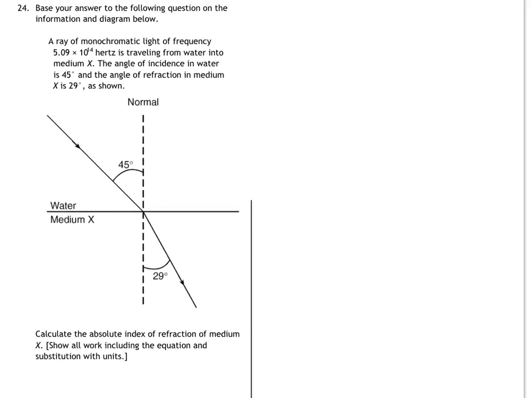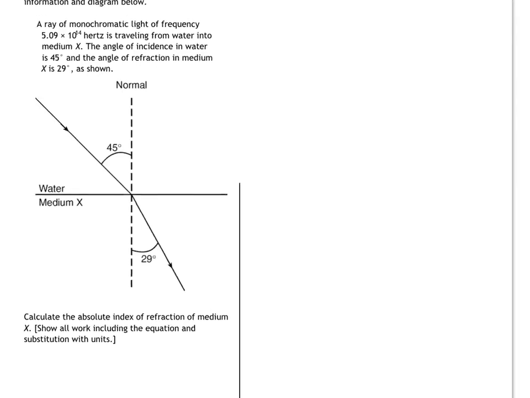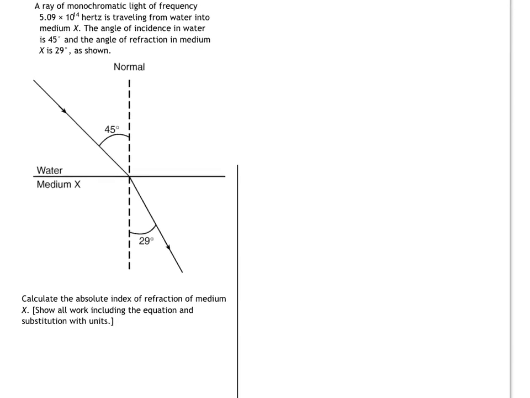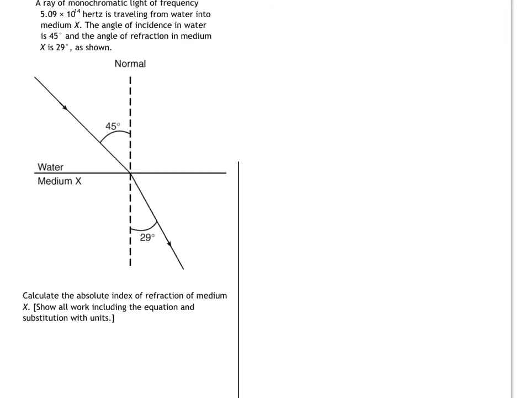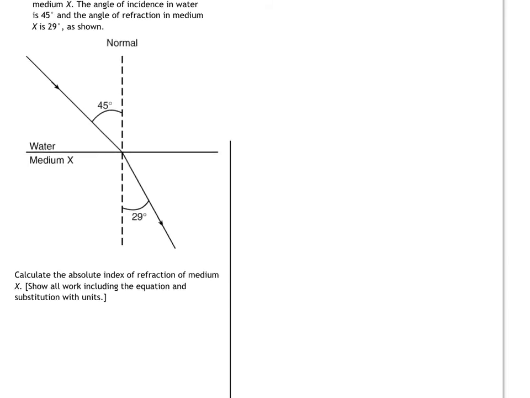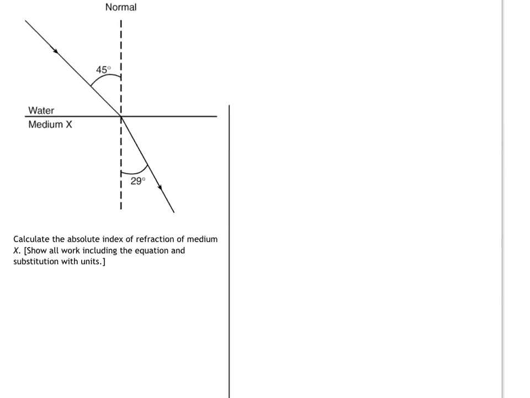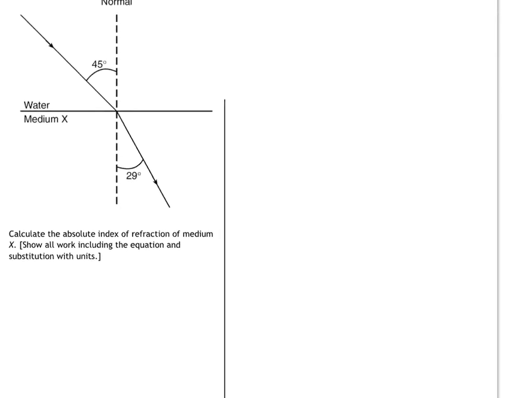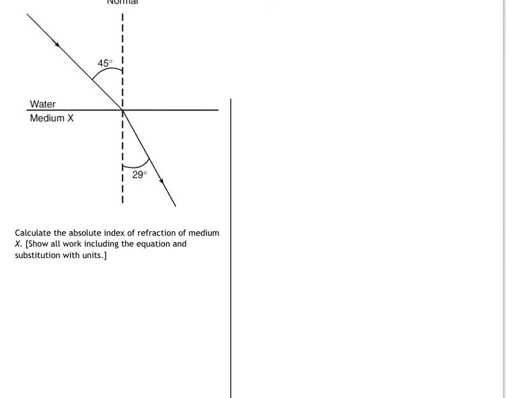All right, 24, we're going to base our answer on this diagram. We have this ray of light at 5.09 by 10 to the 14th hertz. It's moving from water into medium X. The angle of incidence is 45 degrees, and the angle of refraction is 29. So everything they said there is in the diagram. But let's calculate the absolute index of refraction of medium X.